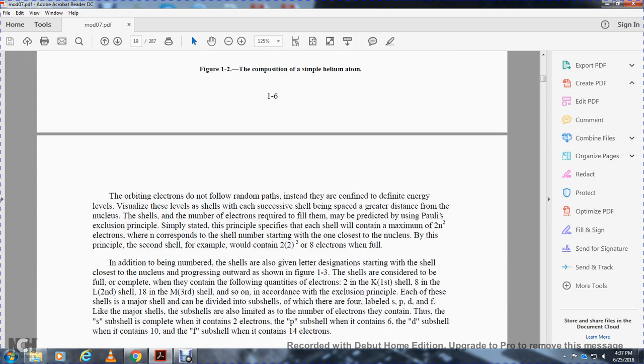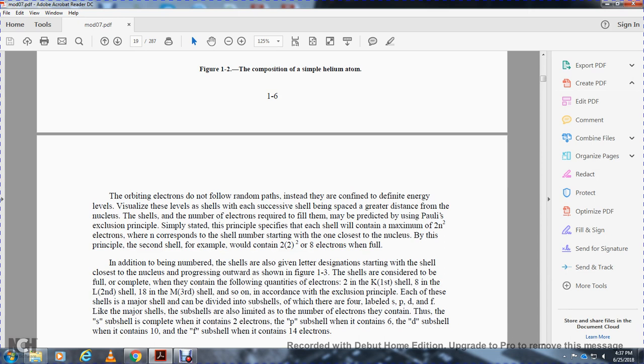The orbiting electrons do not follow a random path. Instead, they travel in different energy levels, or shells, with each successive shell lying at a greater distance from the nucleus. The number of electrons required to fill each shell is specific. The principle simply states that each shell will contain a maximum of 2n squared electrons, where n corresponds to the shell number, with the first shell being the one closest to the nucleus.